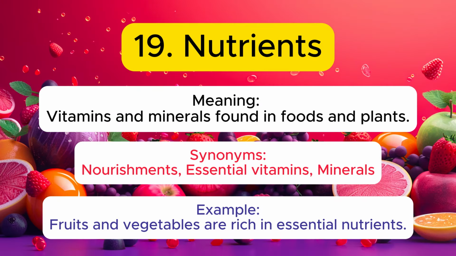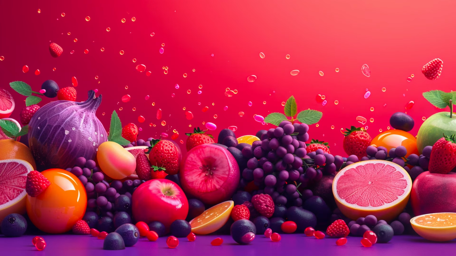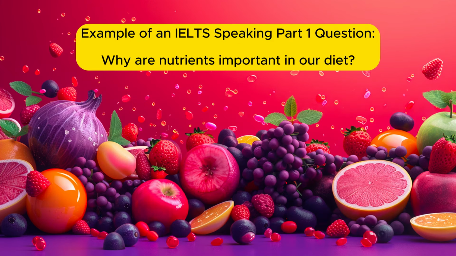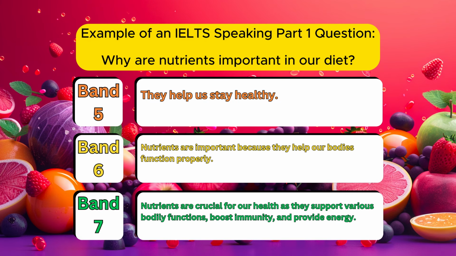19. Nutrients. Meaning: vitamins and minerals found in foods and plants. Synonyms: nourishments, essential vitamins, minerals. Example: fruits and vegetables are rich in essential nutrients. Example of an IELTS Speaking Part 1. Question: why are nutrients important in our diet? Band 5. They help us stay healthy.